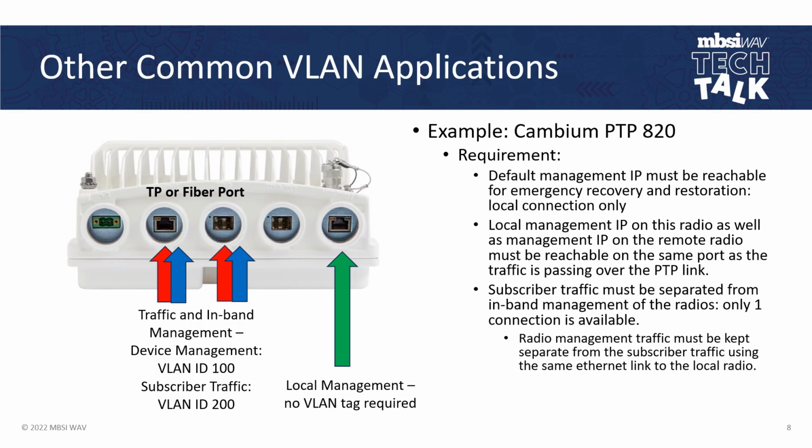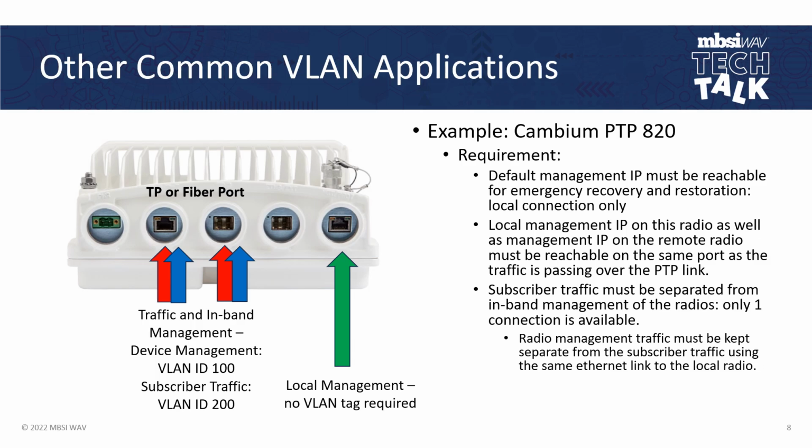So what do I do? I put the subscriber traffic over this link in a unique VLAN, and I put the management over this link in another unique VLAN. And when I do that, the system will only allow VLAN ID 100 to go to devices that I deem as management, and VLAN ID 200 will only go to devices that are deemed to be subscriber traffic. So again, I built this filter network that keeps the two types of traffic out of each other.